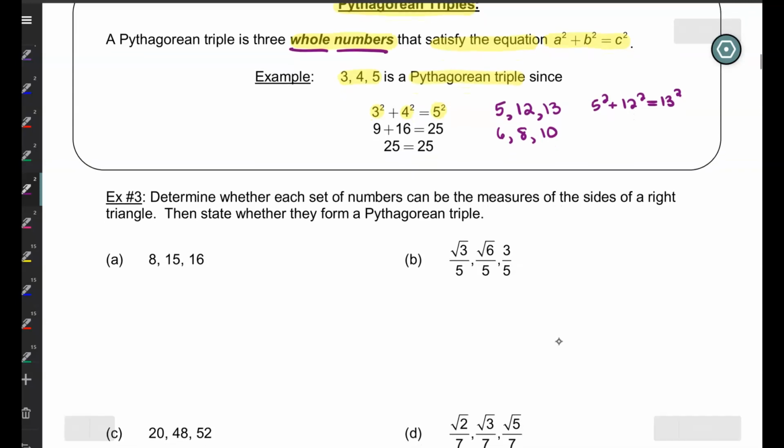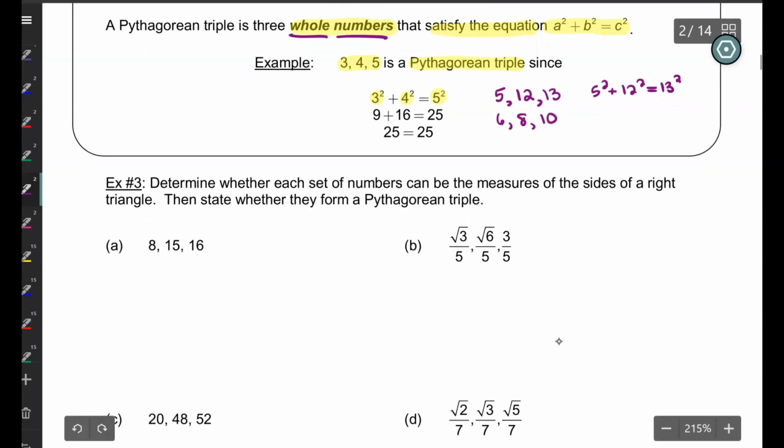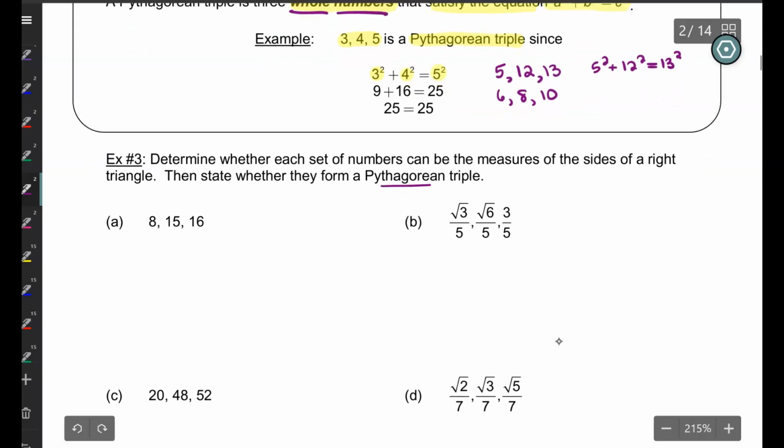Okay, determine whether each set of numbers can be the measures of a right triangle, then state whether they're a Pythagorean triple. So there's basically two parts here. The first part is a squared plus b squared equals c squared. And then part 2, are they whole numbers?